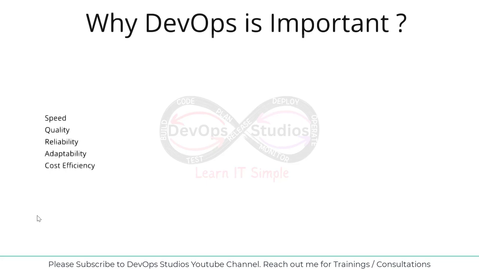And then the fifth and final one is cost efficiency. The automation reduces the manual workload and in turn the operational inefficiencies, and the cost of fixing late stage issues is effectively managed. So that's why it's all about cost efficiency. So we have five main things: speed, quality, reliability, adaptability, and cost efficiency. And next we'll see DevOps in practice.